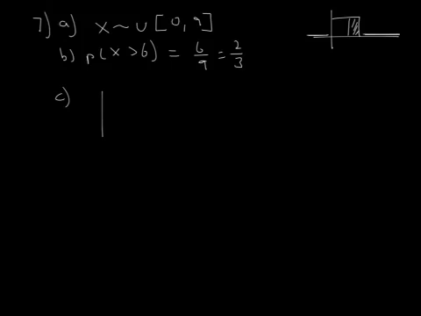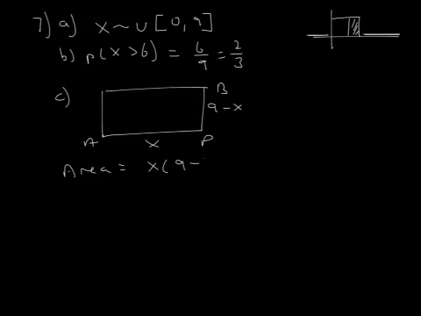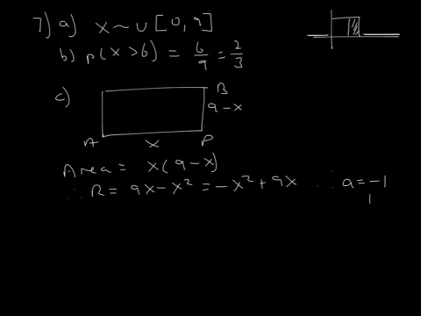Now in part C, we get a rectangle. That's A, that's P, that's B. That length here is x. This length here must be 9 minus x, because the whole string has length 9. So the area equals x times 9 minus x. So in other words, R, because they tell you that R is the area, that's 9x minus x squared, or if you want it in the form that they've got it, that's minus x squared plus 9x. In other words, A equals -1 and B equals 9.